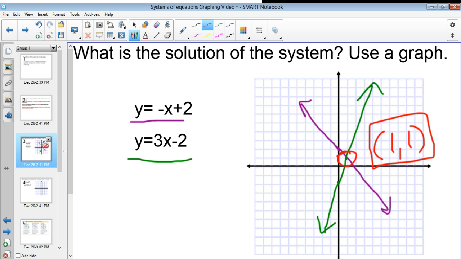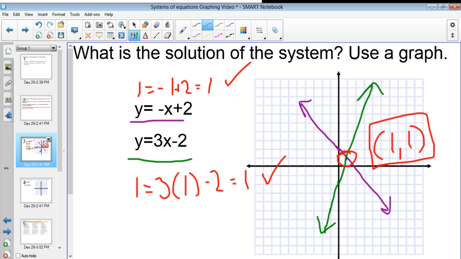And if I want to check to make sure that that's going to work, which we always do, all we have to do is plug it back in. So we do 1 equals negative 1 plus 2, so that is equal to 1, so that checks out. And then 1 equals 3 times 1, minus 2, and so that'll give us 3 minus 2, which is 1. So that checks out. So we know that this is a solution because it satisfies both of the equations, not just one.